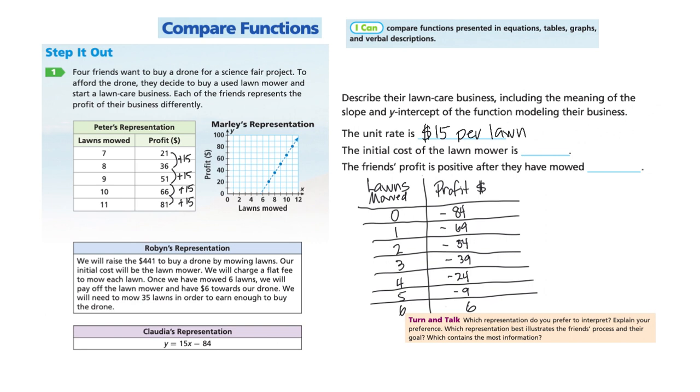The initial cost of the lawnmower, and they don't tell you that anywhere. You can kind of see that negative 84 there. That's what they have to subtract from their profit to be able to see how much they are making and when will they absorb that cost. So the initial cost of the lawnmower is $84, and then the friend's profit is positive after they've mowed 6 lawns. And they tell you that in here.